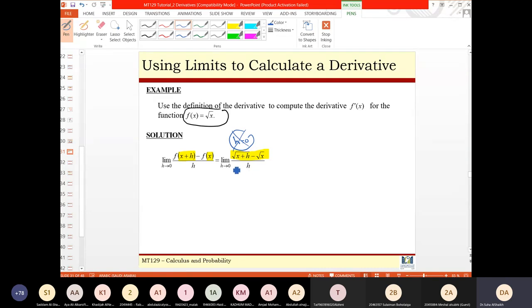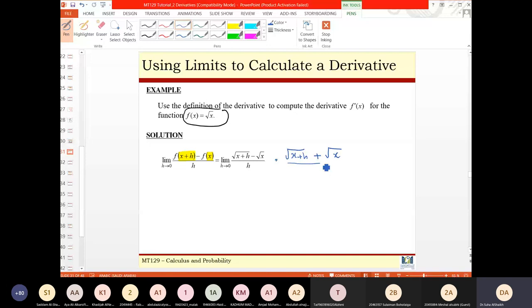So what to do? We do what we call multiplying with the conjugate. In Arabic we call it al-murafiq. Okay, you remember this? Do you remember what the conjugate means? What's the conjugate of the root of x plus h minus the root of x? It is actually the root of x plus h plus the root of x. This is the conjugate. And of course when we multiply with it, we have to divide with it. We divide again by the root of x plus h plus the root of x.